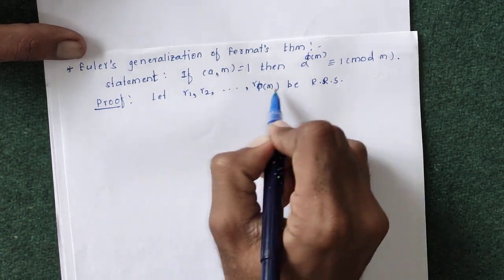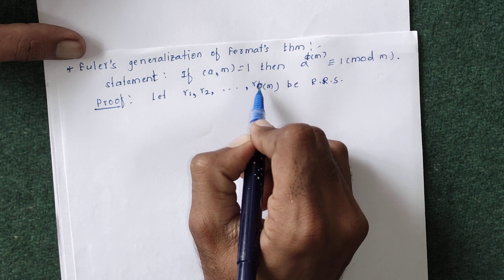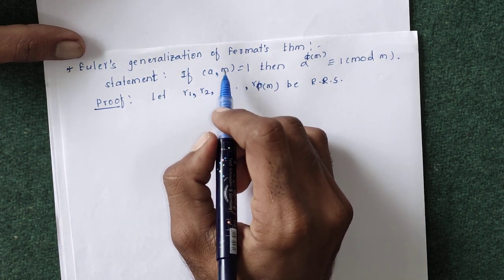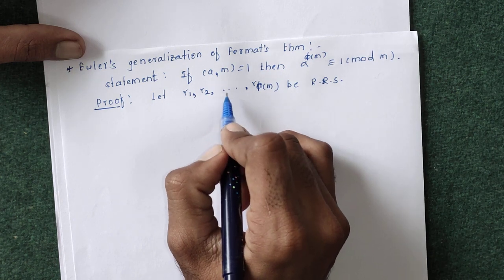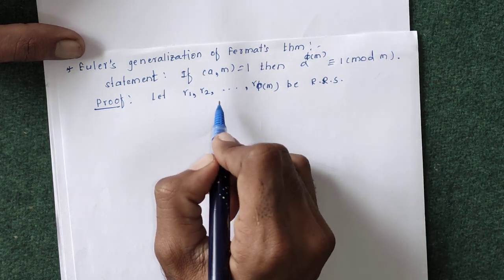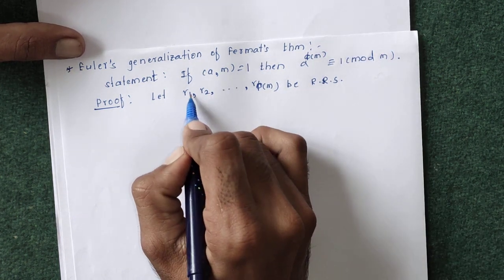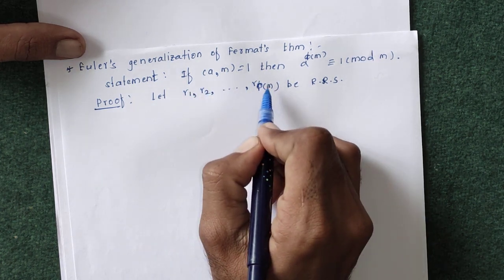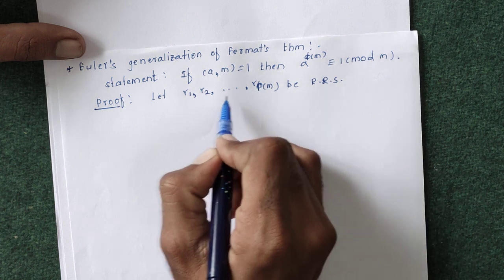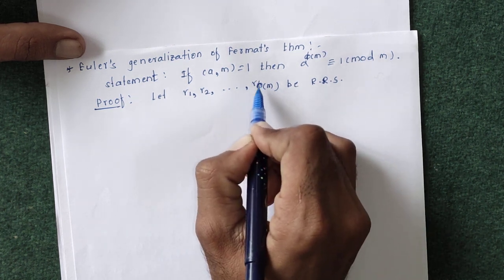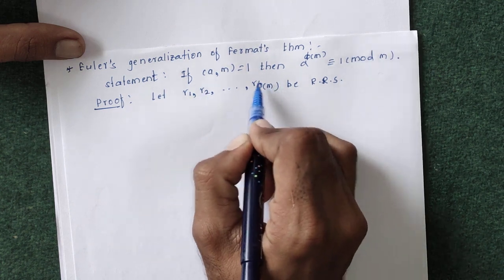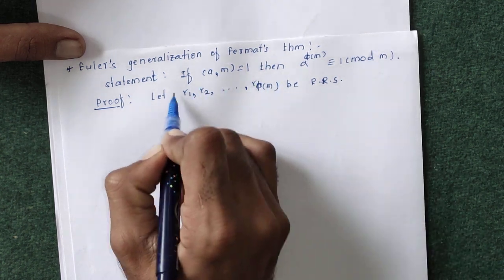these integers which form a reduced residue system must be relatively prime to m. From the definition of reduced residue system, the second condition says that all these integers must be relatively prime to m, and the integers which are relatively prime to m and less than m are phi of m integers. So we are taking phi of m as a suffix here.